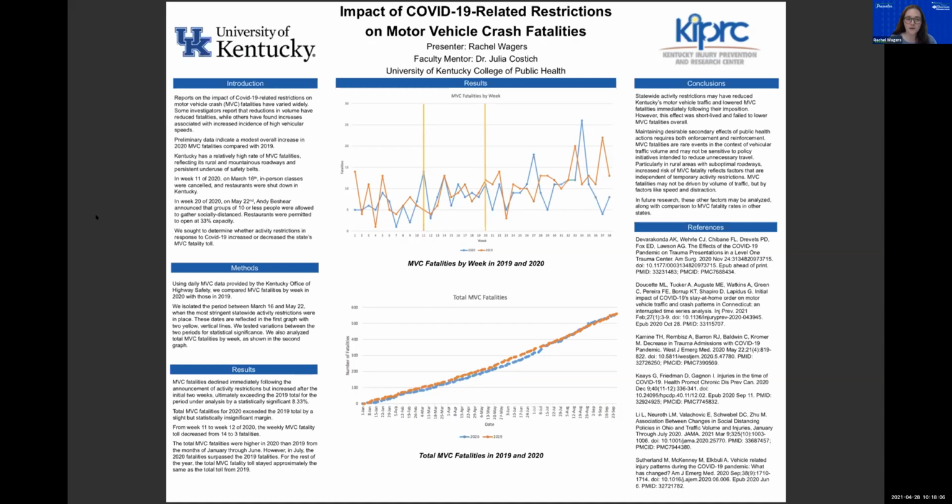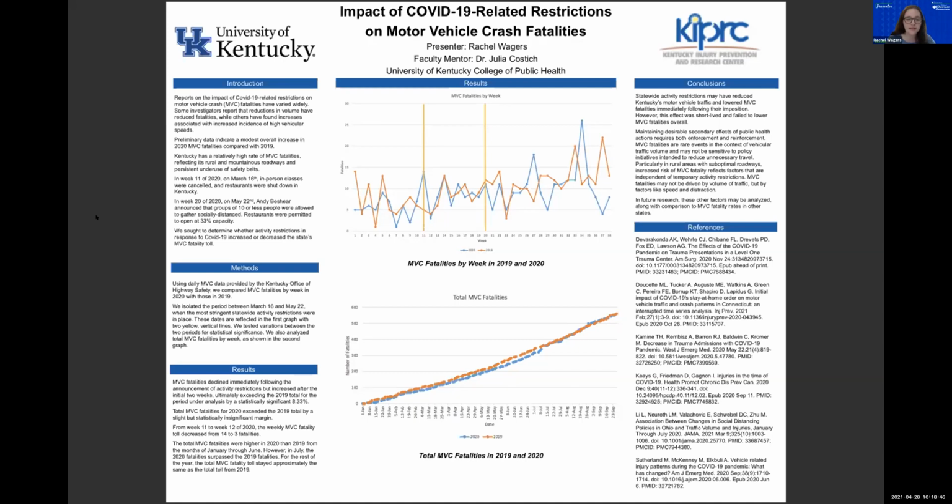And those restrictions were put in place by our governor. Ultimately, after those first initial 2 weeks of these new restrictions, the 2019 total actually fell behind the 2020 total of MVC fatalities. This was statistically significant. This was an 8.33% decrease. Then the total MVC fatalities for 2020 did eventually exceed that 2019 total by a slight margin that was insignificant, and that data can be seen on that second graph.